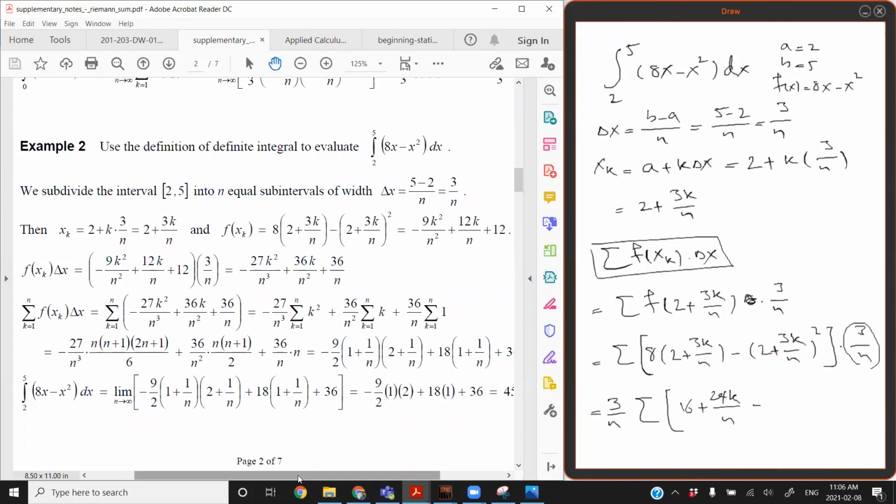Now, raising this to the power of 2, I'm going to use a plus b squared is a squared plus 2ab plus b squared. So what do I get? I open a brace here for that one. 2 to the power of 2 is 4 plus 2 times this times this. That's going to be 12k over n. And finally, plus the last one to the power of 2, I get 9k squared over n squared.